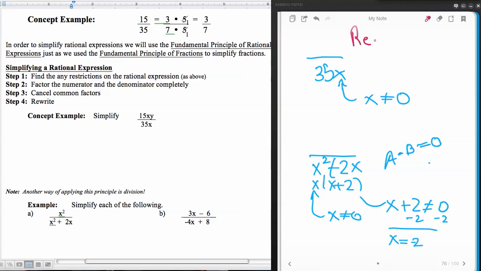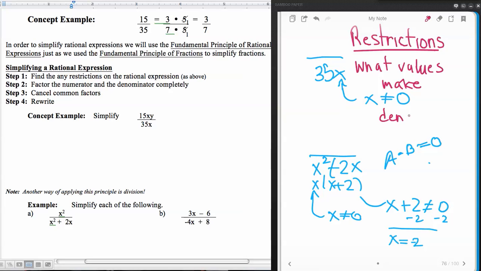So restrictions are finding out what values would have to be put in order to make the denominator 0. So what values make the denominator 0? And that is called a restriction. Now we'll cover that again later on, but that's exactly what it is. I just wanted to mention that. All right, that wraps up this venture into Chapter 12.